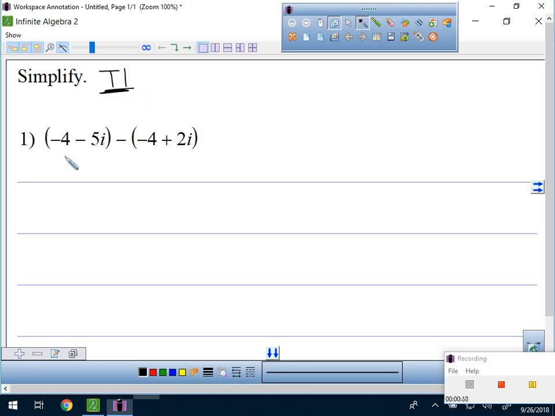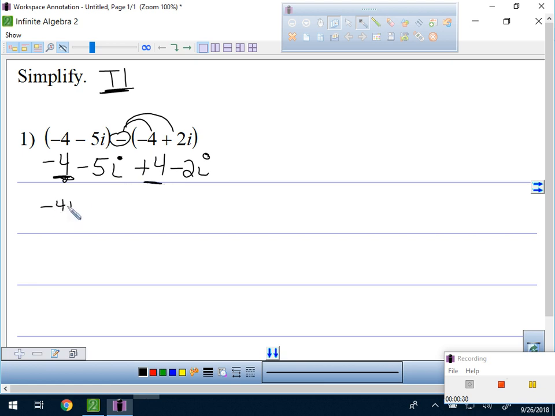So if you notice, I've got -4 minus 5i minus (-4 plus 2i). So I see that subtraction, so we're going to change our signs. So I'm going to have -4 minus 5i plus 4 minus 2i. And so I change my signs. The reason why that's important, guys, is because I have a -4 plus 4, and that actually gives me 0. So that goes away.